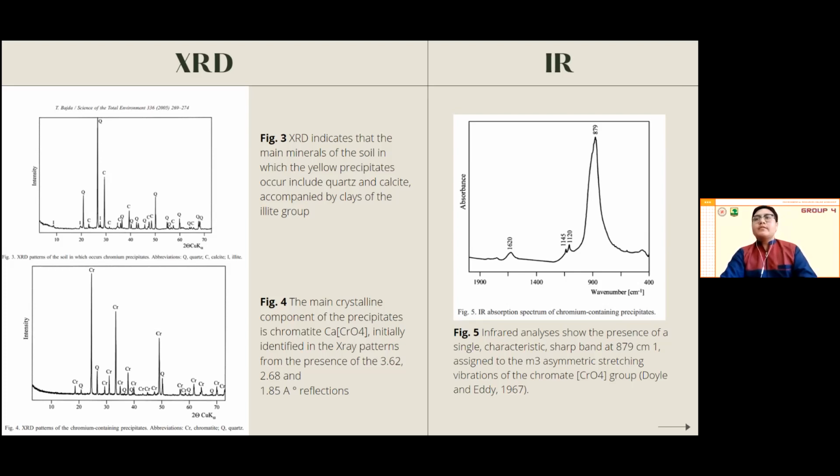In the infrared analysis, we saw the presence of a single characteristic and sharp band at 879 centimeter and assigned to the asymmetric stretching vibration of the chromate group. Next.